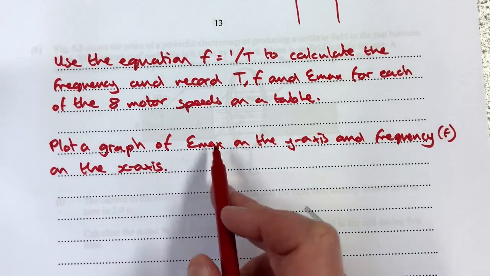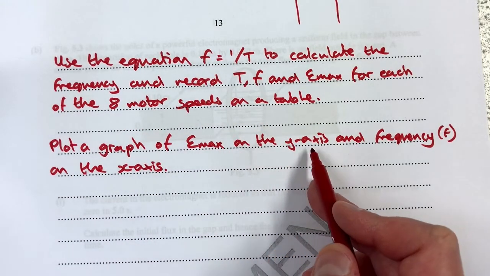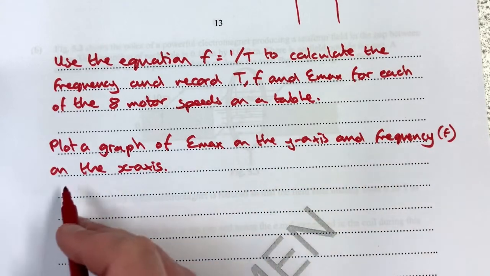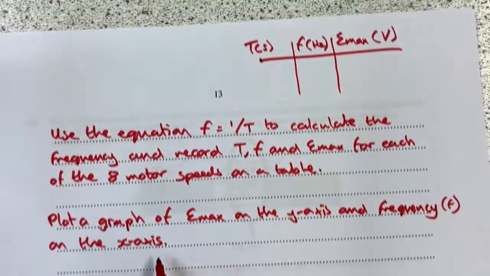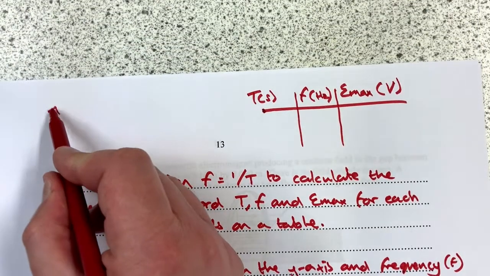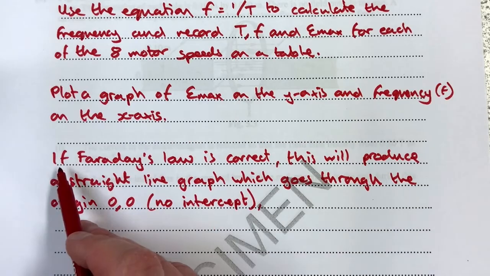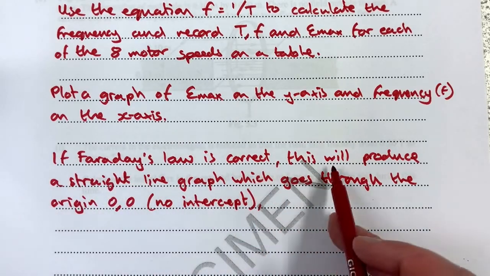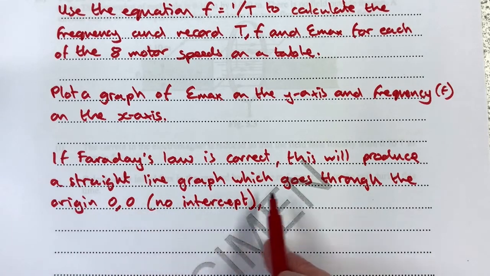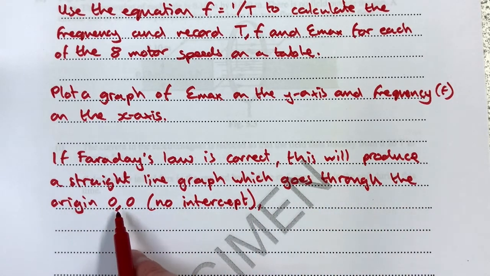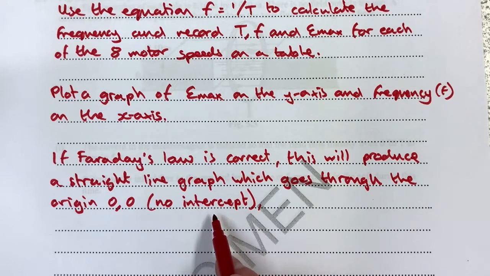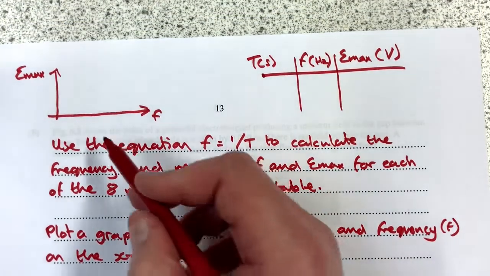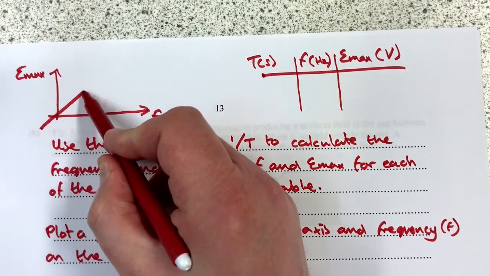Plot a graph of maximum induced EMF on the y-axis and frequency on the x-axis. Take the time to illustrate with a little picture. If Faraday's law is correct, this will produce a straight line graph which goes through the origin, 0, 0, as in no intercept. Take the time to illustrate what that looks like.